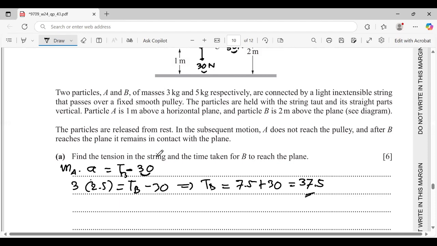And after that, you're going to find the time taken. For the time taken, I'm going to use this formula: s equals ut plus 1/2 at squared.